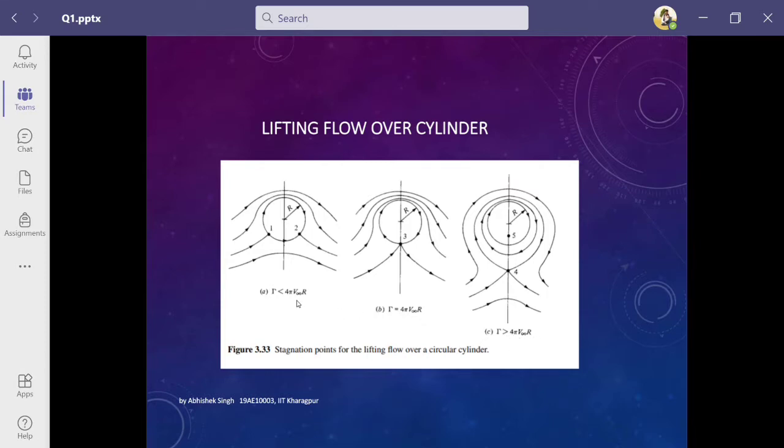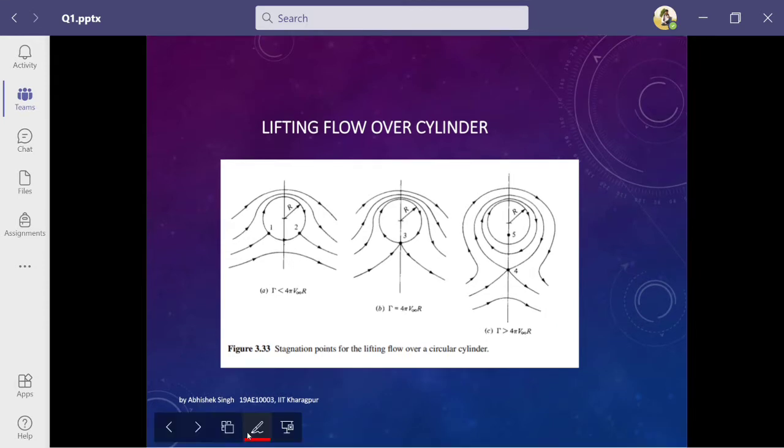We had seen that the position of the stagnation point depends on the value of circulation. When the circulation is less than this value, the stagnation points are at locations 1 and 2. When it is equal to 4 pi V infinity R, we get the stagnation point just at the bottom point. When it is greater than 4 pi V infinity R, the stagnation point lies below the lifting cylinder. So after this, we will continue to the next slide.